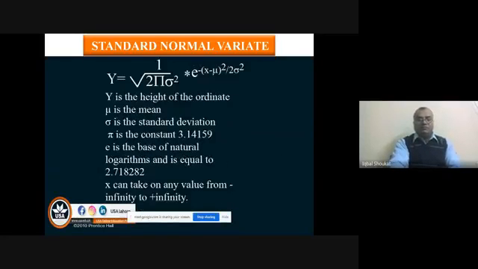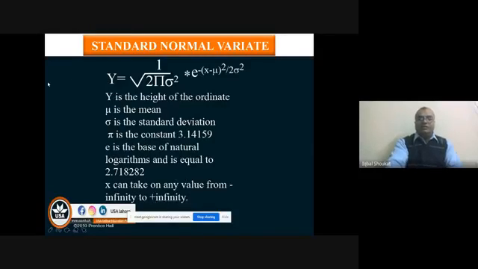In the given formula, what are the symbols representing? Let's have a look. Y is the height of the ordinate, mu is the population mean, and sigma is the population standard deviation. Pi is the constant 3.14159, and e, the exponential function or natural log base, is equal to 2.718282. And x can take on any value from minus infinity to positive infinity.